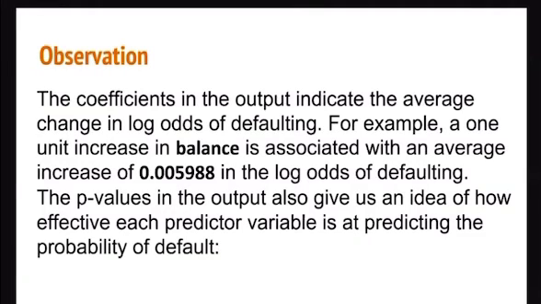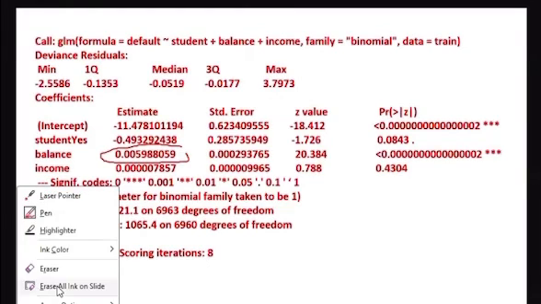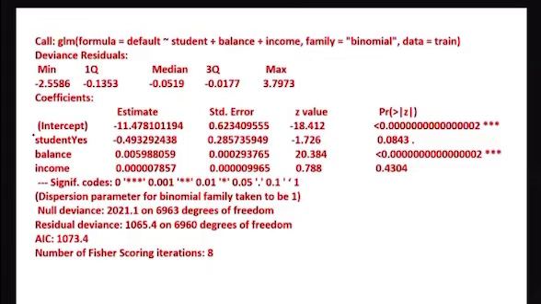Then the p-values in the output also give us an idea of how effective each predictor variable is at predicting the probability of default. Are you surprised? I need you to take a look at this one now. Why do we have student yes? It means R has automatically coded being a student as 1 and not being a student as 0. That's why student yes is coming in the output. Don't forget what we did before.